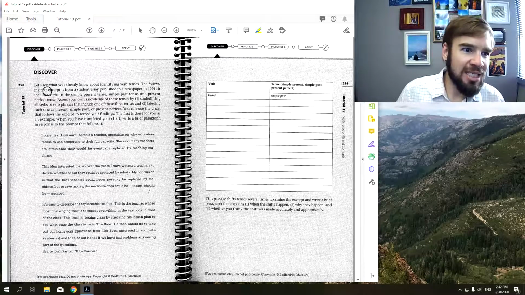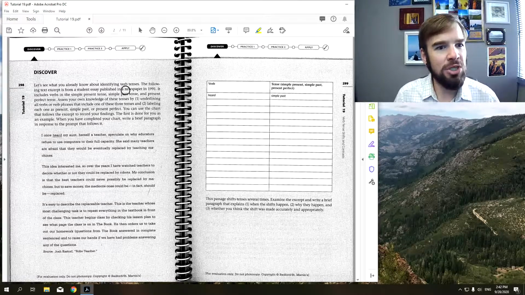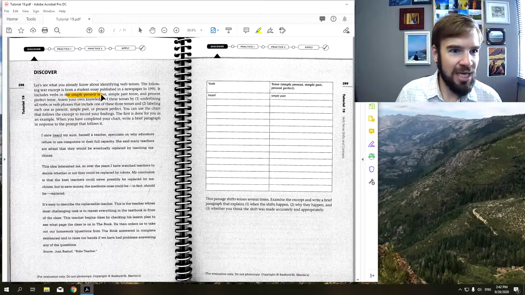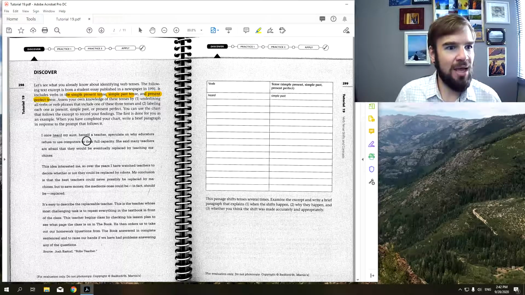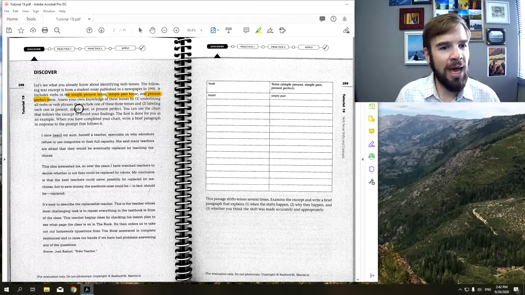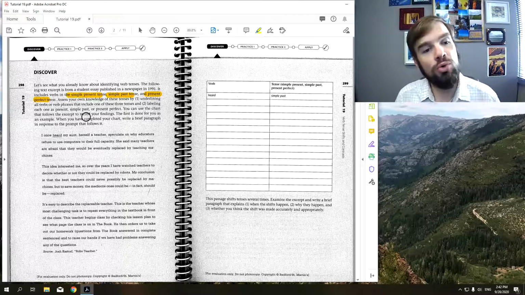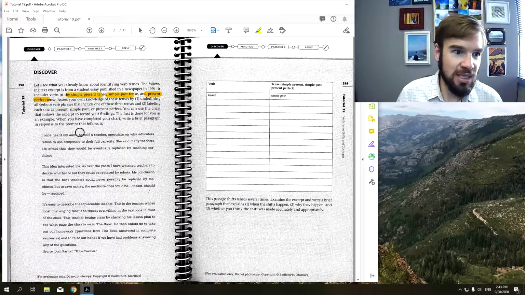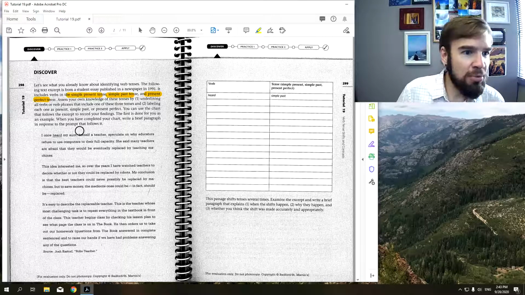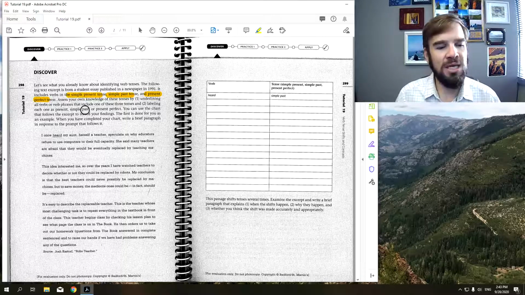The following text excerpt is from a student essay published in a newspaper in 1991. It includes verbs in the simple present tense, the simple past tense, and the present perfect tense. Assess your own knowledge of these tenses by 1, underlining all verbs or verb phrases that include one of these tenses, and 2, labeling each one as present, simple past, or present perfect. You can use the chart that follows the excerpt to record your findings. The first is done for you as an example. When you've completed the chart, write a brief paragraph in response to the prompt that follows.